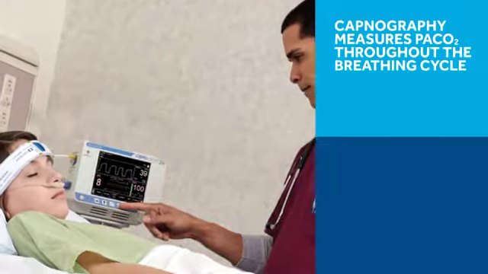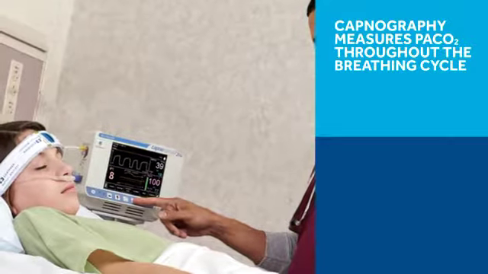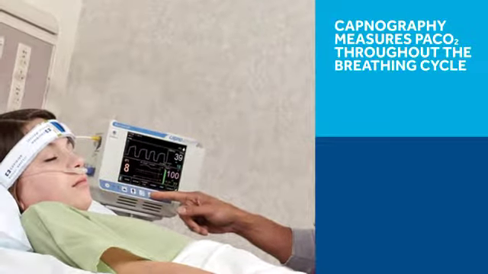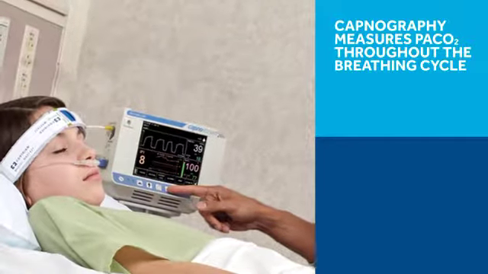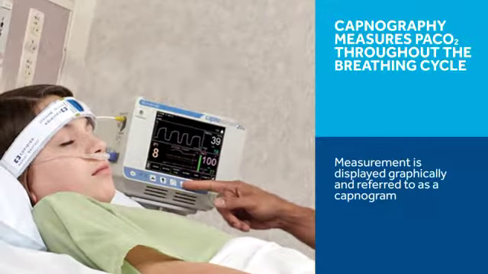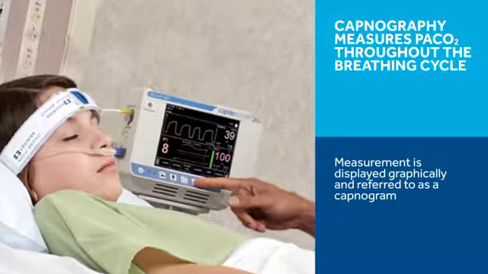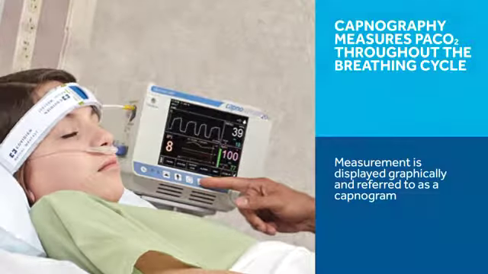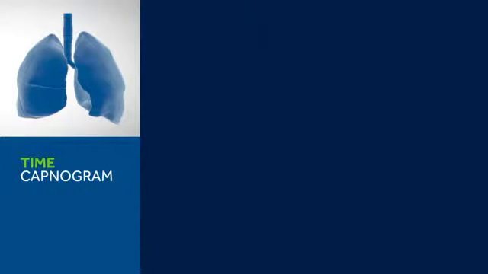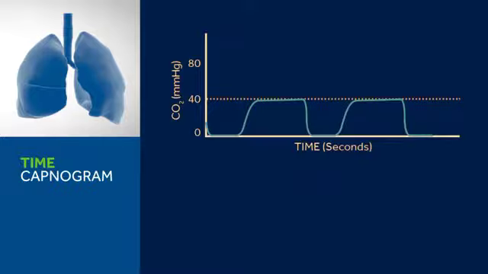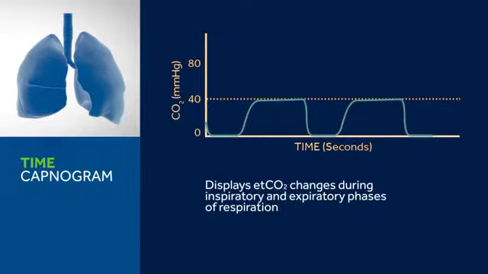Capnography is a non-invasive, continuous measurement of the concentration of exhaled carbon dioxide, CO2, during respiration. When the CO2 concentration data is displayed as a graphic waveform, it is called a capnogram. There are two main types of capnograms, time and volume. Time capnograms display changes in CO2 during inspiratory and expiratory phases of respiration versus time, as shown here.